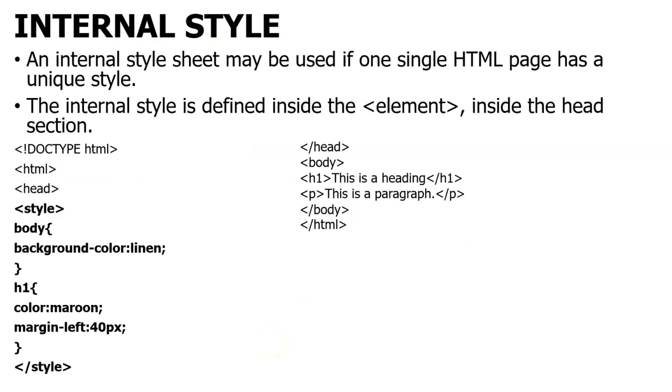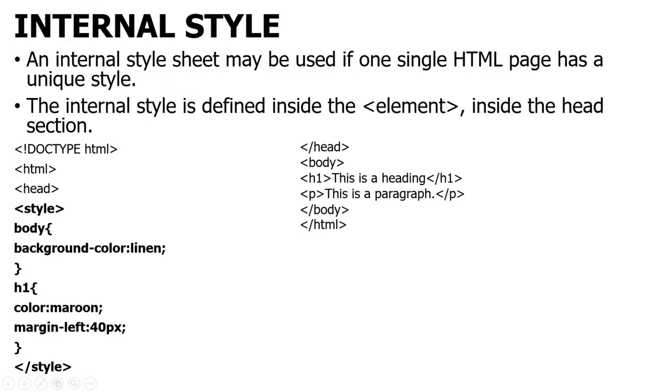Next is the internal style. An internal style should contain a unique style for one single HTML page, with the help of a style tag. We define a separate tag for style. In inline we used the style inside a tag; now we are going to create a separate style tag inside the header part.